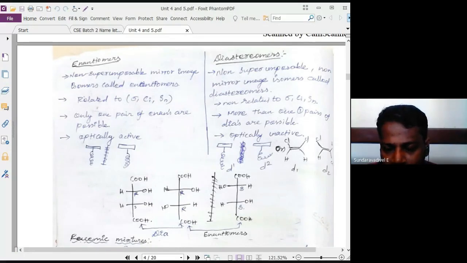Okay, this one we completed, differentiation between enantiomer and diastereomer. We started?